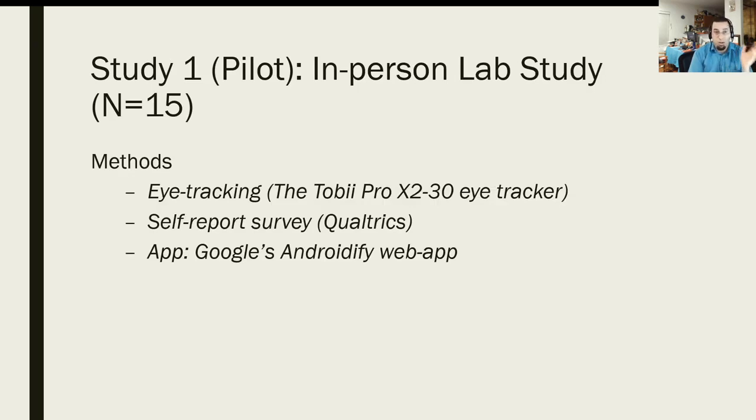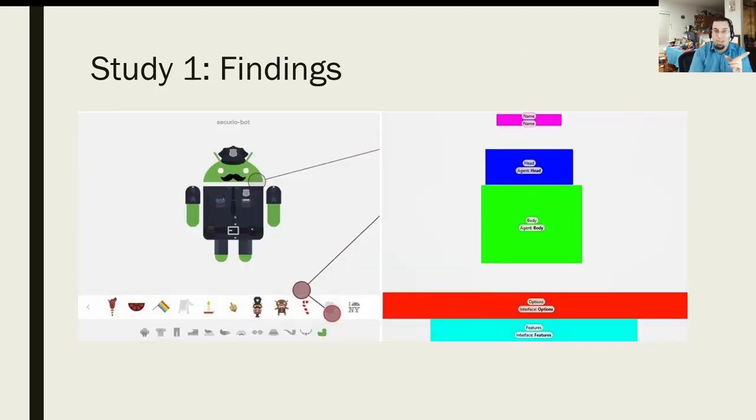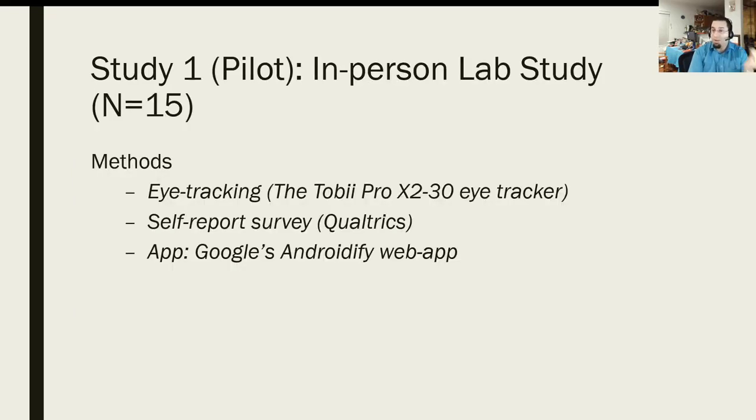So, Study 1 was a pilot in-person lab study with 15 participants, 11 male, 4 female. Google's Androidify web app was used for the customization task. The app had 12 different attributes to choose from with varying numbers of choices within each attribute. We captured participants' eye gaze while they were customizing the agent's appearance, and we asked participants questions about how they felt about the number of attributes to customize, the number of choices within each attribute, and their enjoyment customizing each different attribute. Self-report survey asked participants to sort out which attributes were important to them.